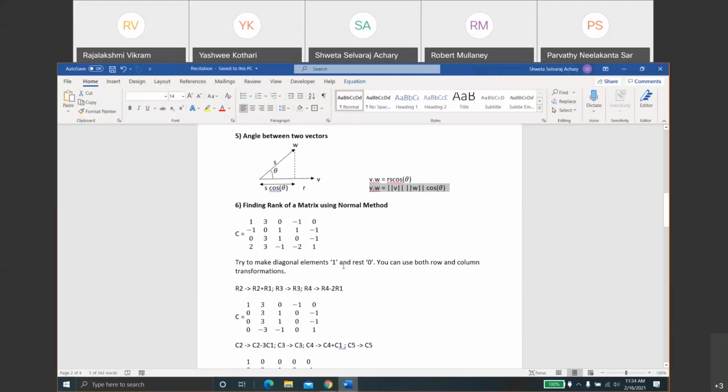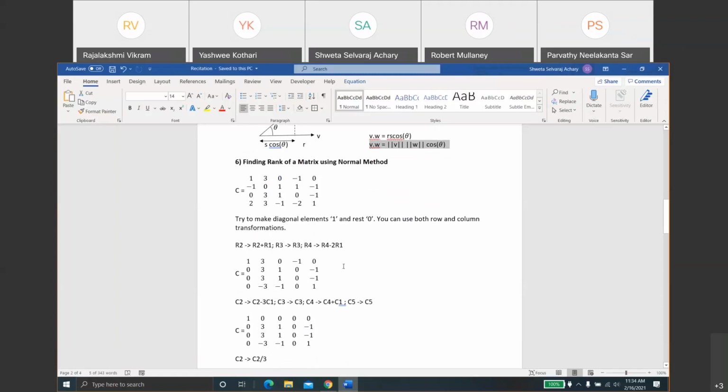So this is a normal method. It is a very simple method. What this method says is, try to make as many diagonal elements 1 and all the other elements below it, that's in the same row and in the same column, 0. And you can use any row or column transformation to achieve this.